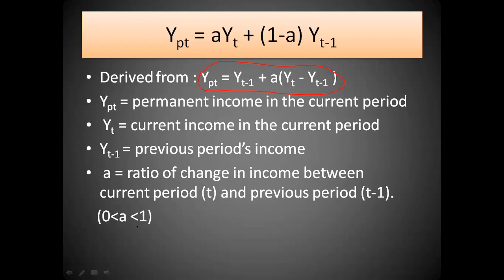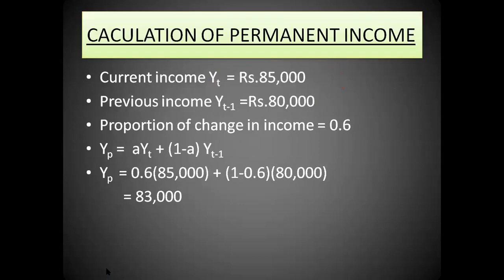Now I'll try to give you an example that will make it more clear. So let's say the current income, that is YT, is given as 85,000. And the previous income, that is YT minus 1, is given as 80,000. Okay, so we can clearly see that there is an addition of 5,000. But this is the total income, or you can call it measured income. Now, there's a proportion of change in income of 0.6. So how are we going to calculate the permanent income here?